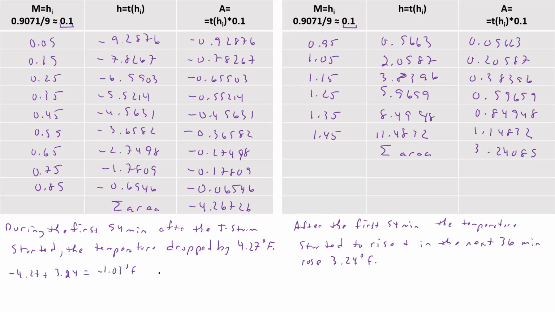So what we can say is 1.5 hours after the thunderstorm began, the temperature was 1.03 degrees Fahrenheit lower than the start of the storm.